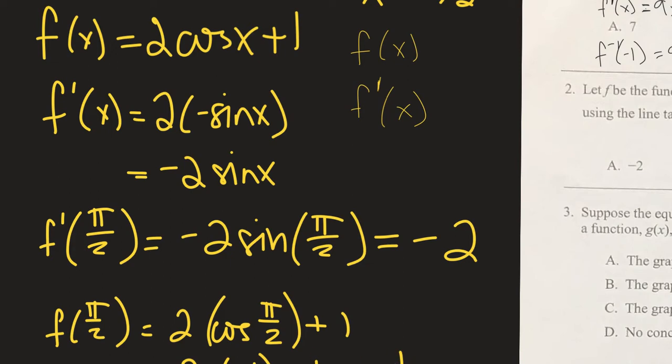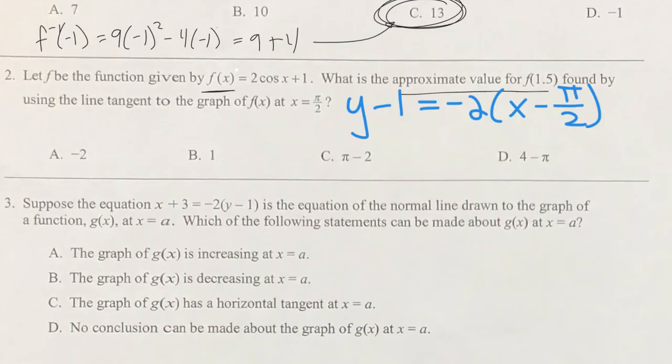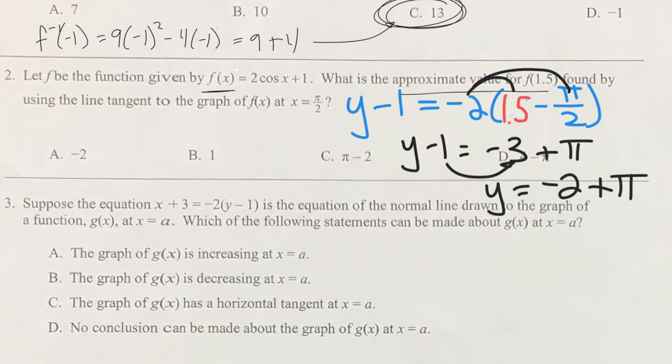Okay, so now that we have that information, we can actually make the tangent line equation. So here is your tangent line equation. And now we're going to plug in 1.5 for x and do a little bit of simplifying to get our answer, which is -2 plus pi, or this answer if you were to make the positive thing come first. So positive, there we go.